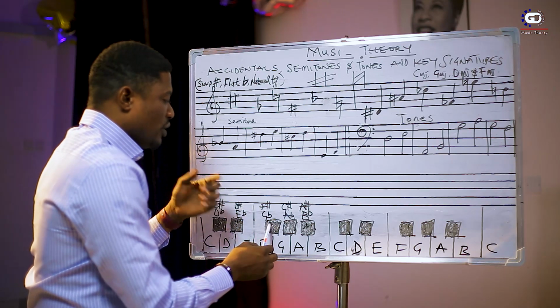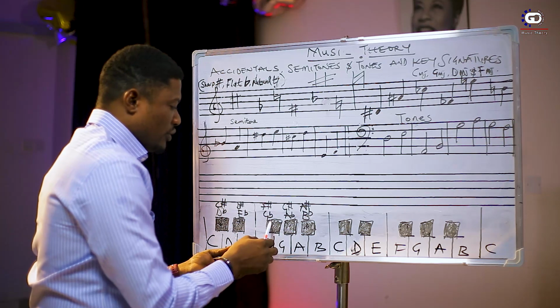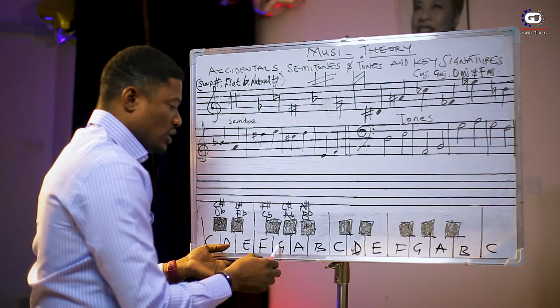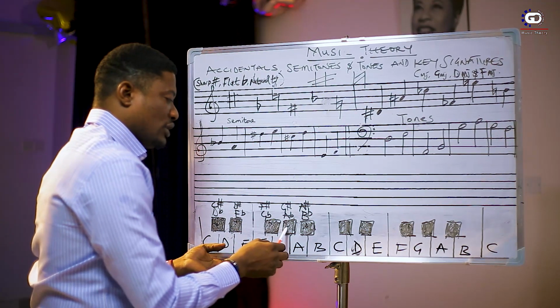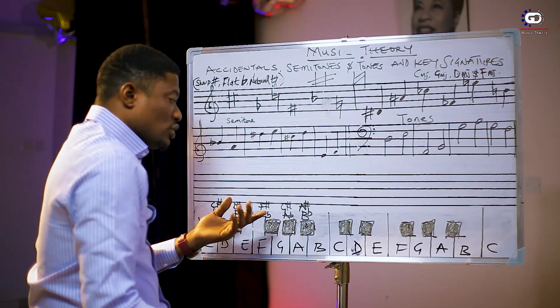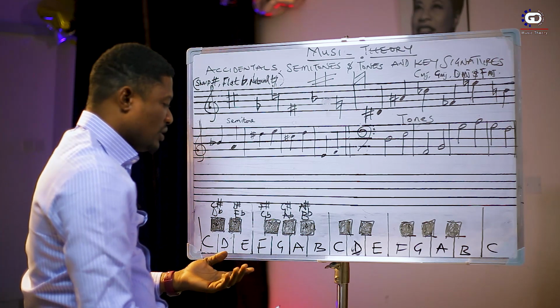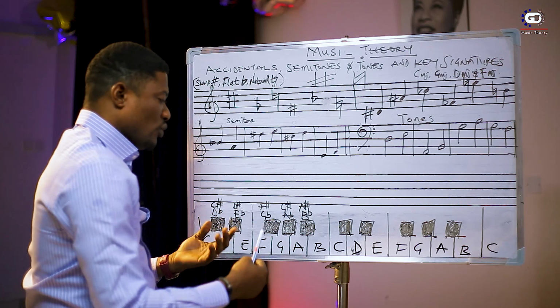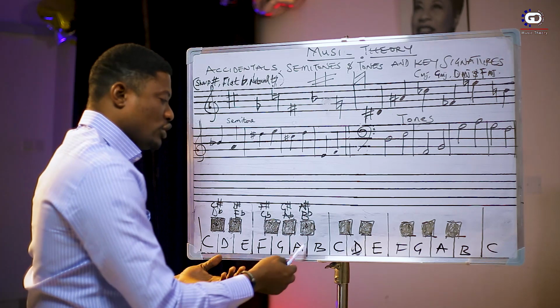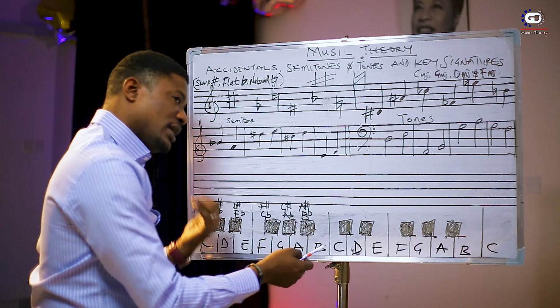I can also say from F sharp to G sharp can also give me a tone, because from F sharp to G 1, G to G sharp 2. So from here to here, F sharp to G sharp will give me a tone. So also G sharp to A sharp can give me a tone, right? G to A will give me a tone. A to B will give me a tone. But B to C will be a semitone.